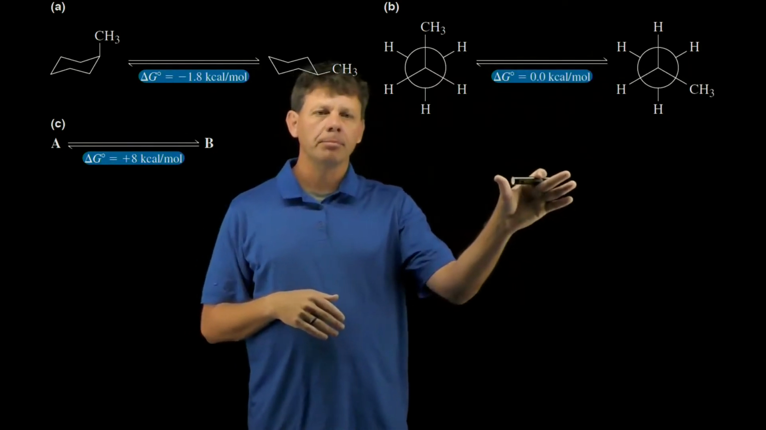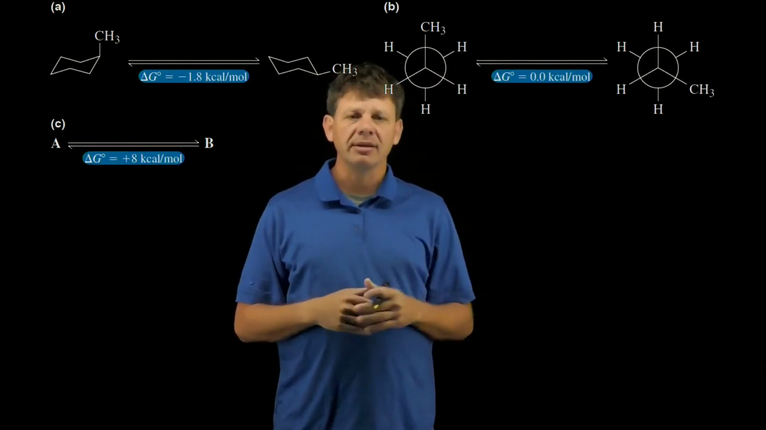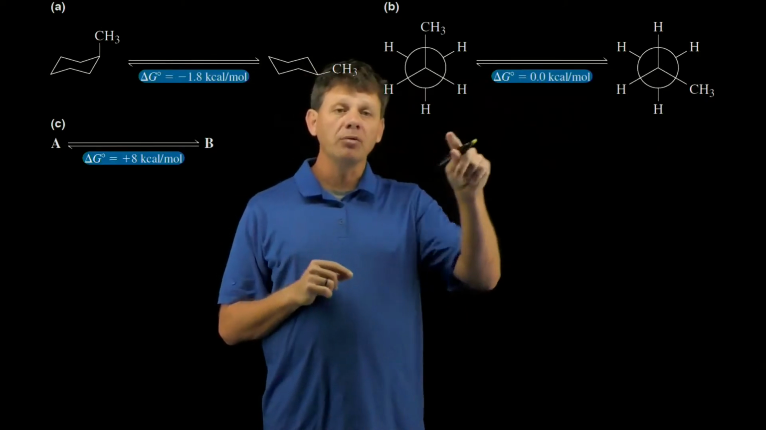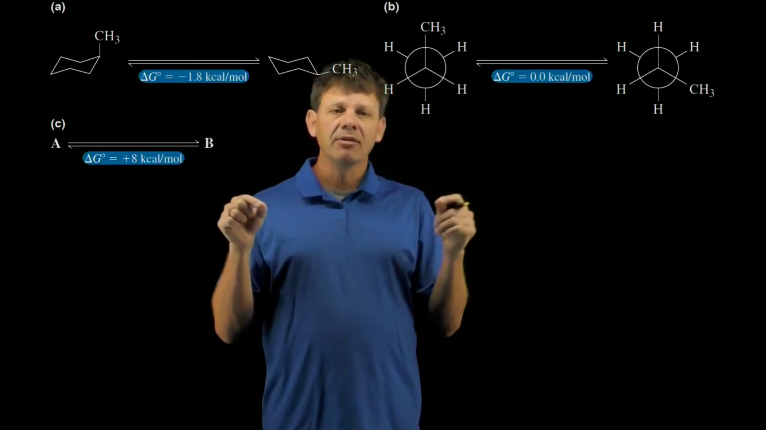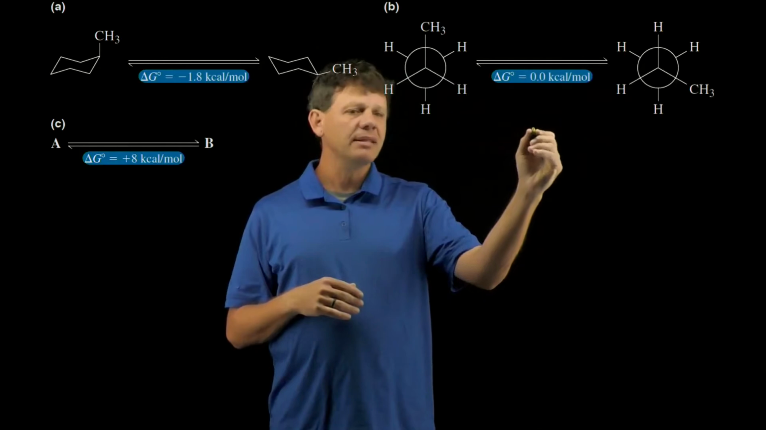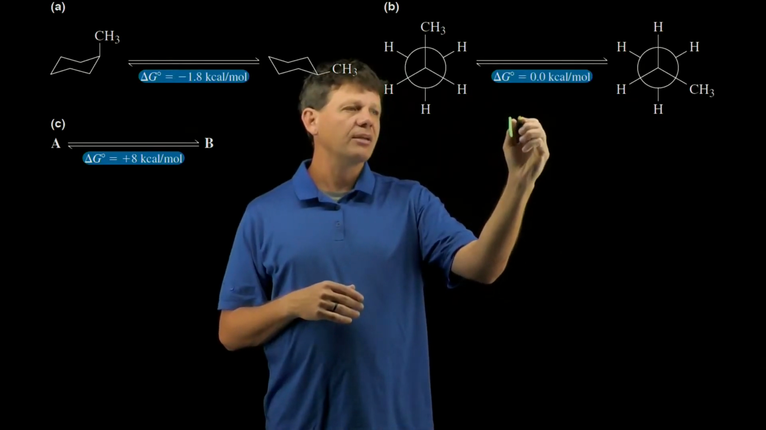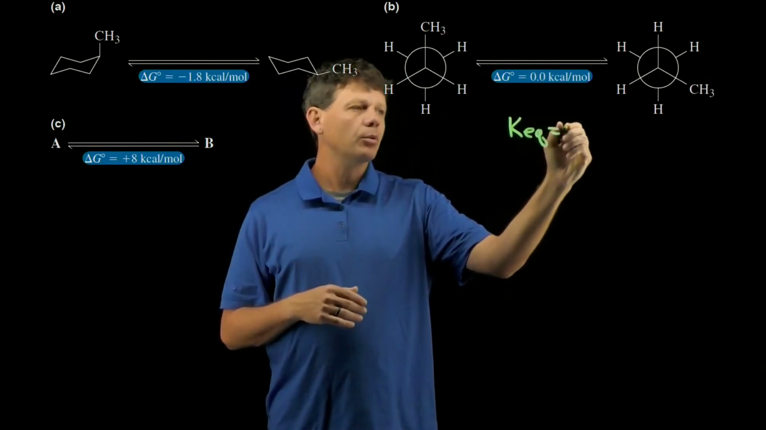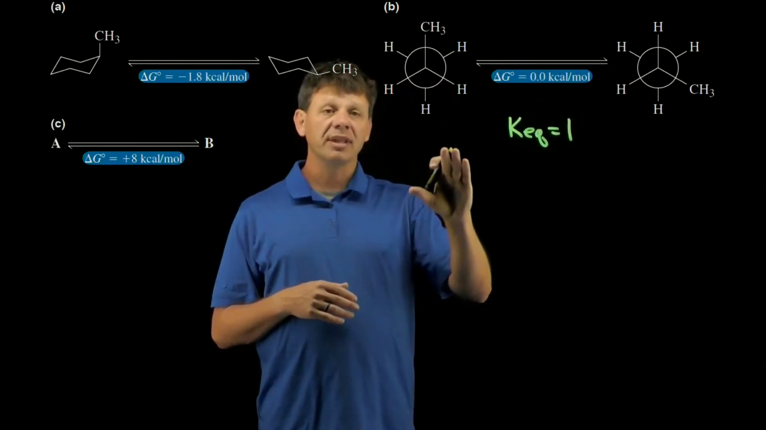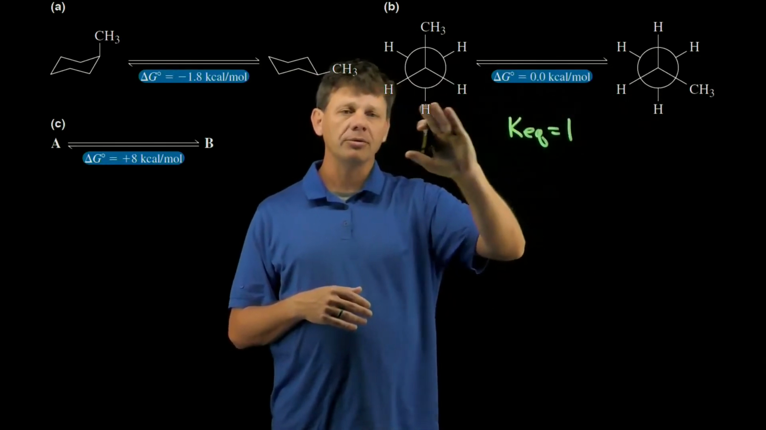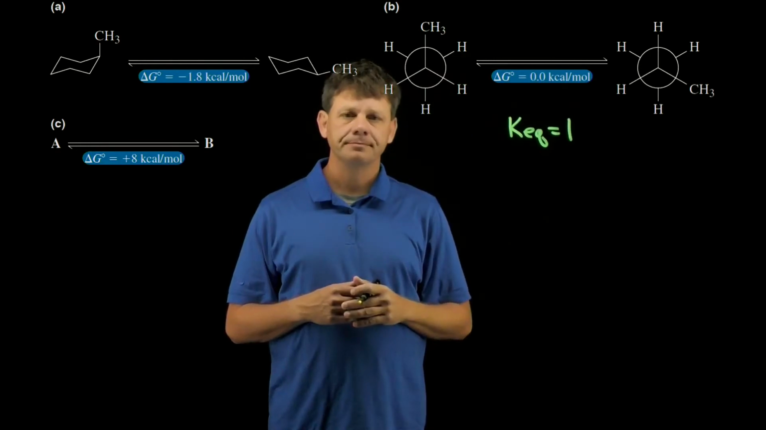Over here in B, the delta G is equal to 0, meaning both of them are equally stable. Neither one is favored. That's going to be the definition of a case where we have KEQ equal to 1, which tells us that the ratio of these two compounds is 1 to 1.